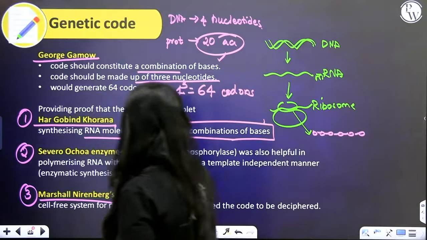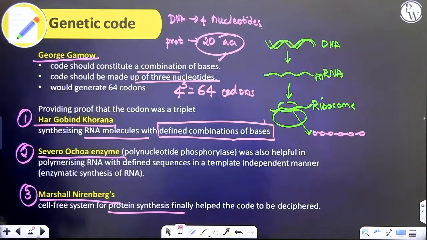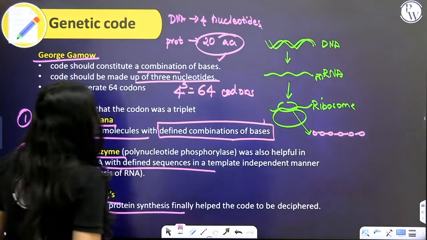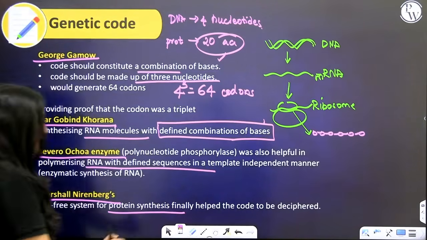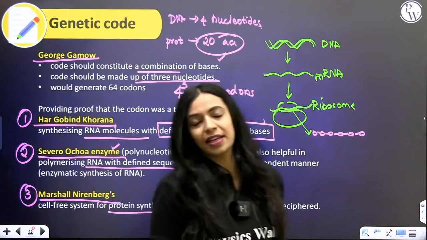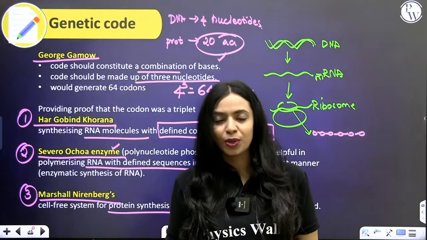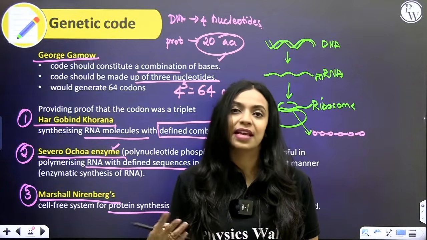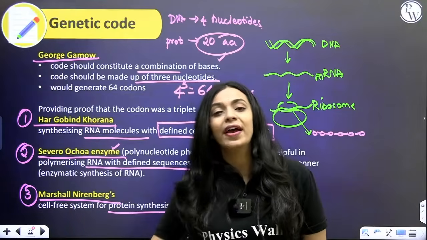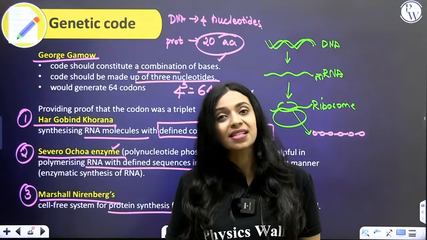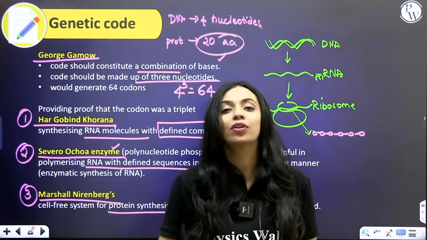ribosomes. And also there is an enzyme called Severo Ochoa enzyme. This enzyme is helpful in polymerizing RNA with a defined sequence in a template independent manner. That means even without DNA, with the help of this enzyme, they could synthesize RNA. So they synthesized RNA sequences with their choice of nucleotides. They could synthesize proteins in cell-free systems. They knew what their RNA sequence was. They identified what the amino acid sequence in the proteins was. As a result, they deciphered the genetic code. They found out which 3 nucleotides exactly coded for which amino acid.